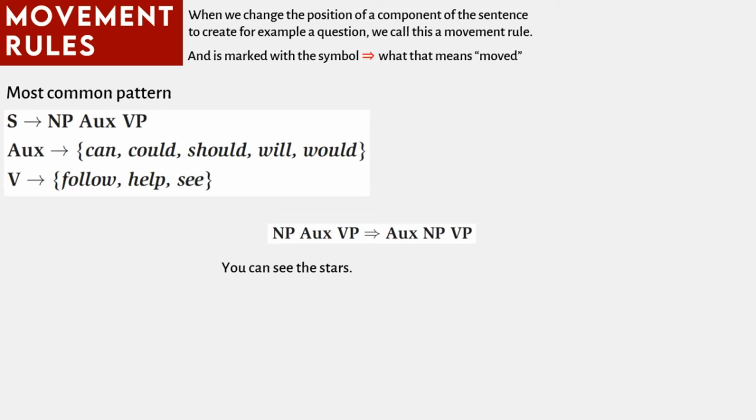Okay? But in English, what do we do to formulate a question if we have any modal verb? Yes. Can you see the stars? That's right. We call this a movement. We call this a moved position. The matter of the sentence, it wasn't changed in only two components. The noun phrase and the auxiliary only changed position, but let's analyze them more carefully.